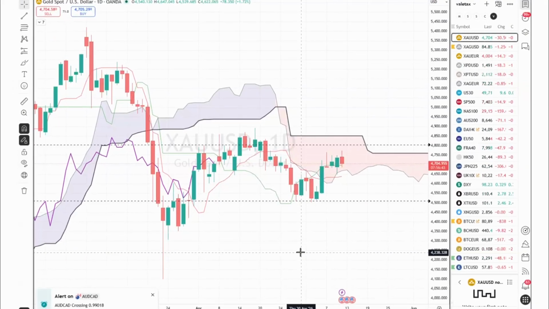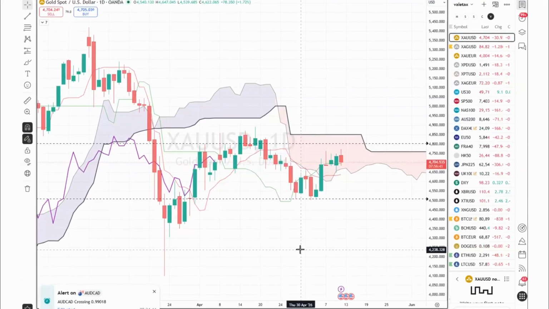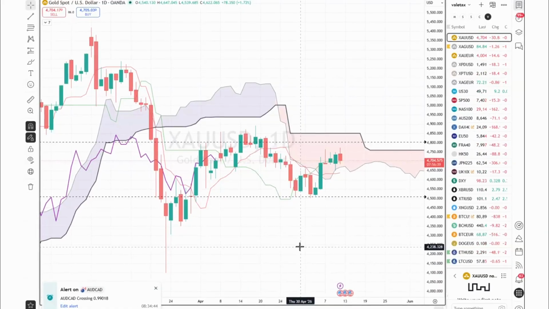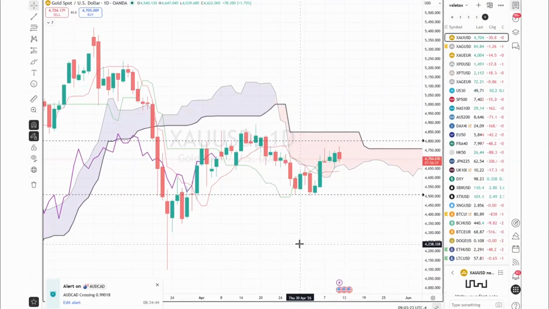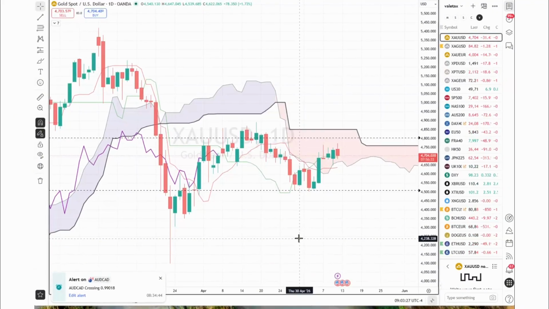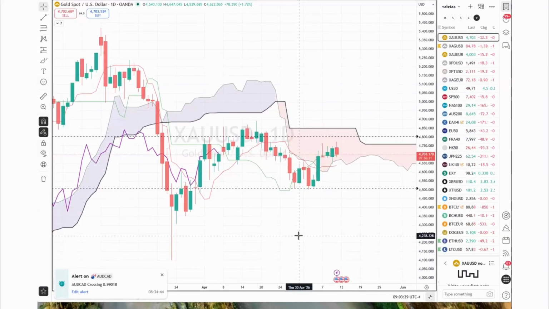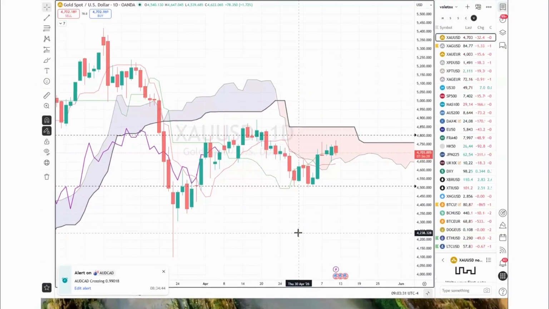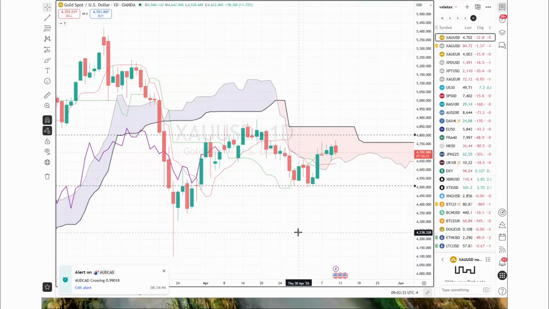We looked at the Valetax dashboard, and it basically talked about how there was high probability, based on pattern recognition, that this could go up. Okay, and if you look at it, they said on the weekly time frame it could go up. So let's look at this here.